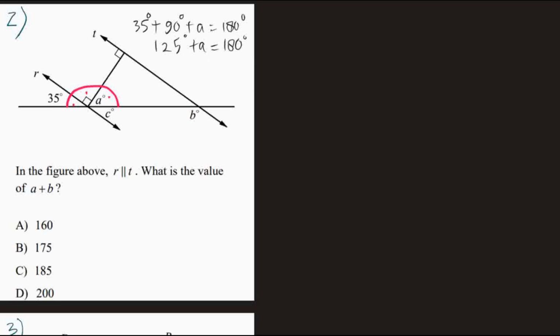Let me write in this. So A will be 180 minus 125. A will be equal to 55 degree. Now we get A equals to 55 degree. Or let me write here 55 degree. Now we have to find angle B here, angle B.